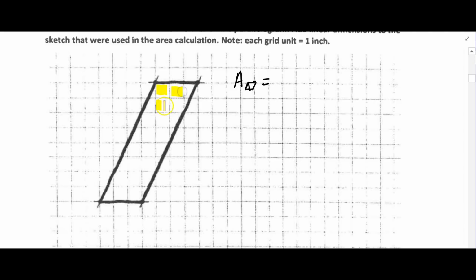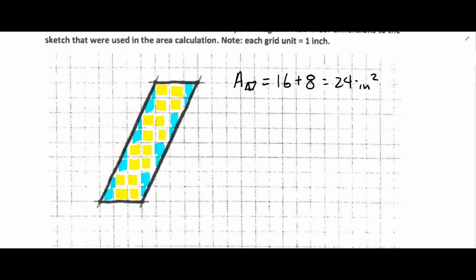So this would be 1, 2, 3, 4, 6, 8, 10, 12, 14, 16, so 16 full squares. And then if I put together this little piece here and this larger piece here, that would make a full square. So that's 1, 2, 3, 4, 5, 6, 7, and 8 more, plus 8 more. That would give us 24 inches squared. Now, obviously we're not going to do this for every parallelogram.